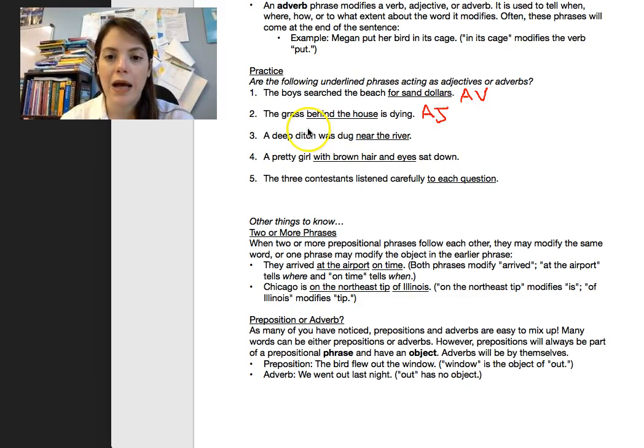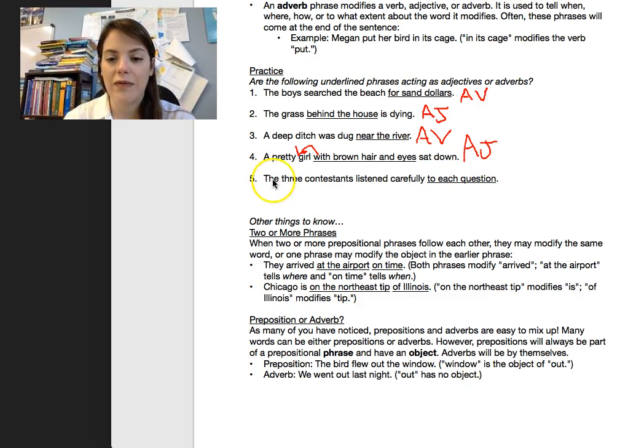All right. A deep ditch was dug near the river. Looking at this, it looks like it's telling me where it was dug. We're focusing on the action of digging, and digging is a verb, so that means near the river must be an adverb. Make sure you're marking this on your paper as well. All right, a pretty girl with brown hair and eyes sat down. My prepositional phrase, with brown hair and eyes, looks like it's describing my girl, which is a noun, which would make this an adjective. It's telling us more about the girl.